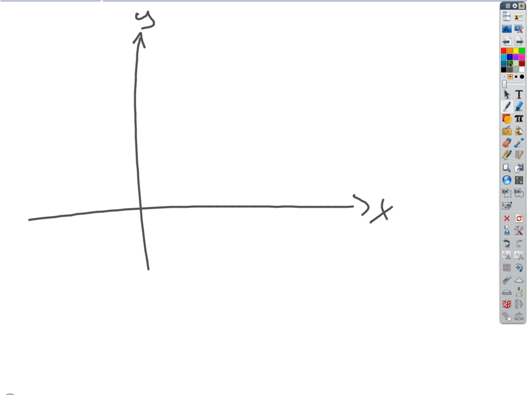So if this is my function, something like that, let's say. Where it crosses it. Exactly. They are where it crosses the x-axis. The zeros of a function are going to be these places right there, and right there. Those are the places where y has a value of 0.